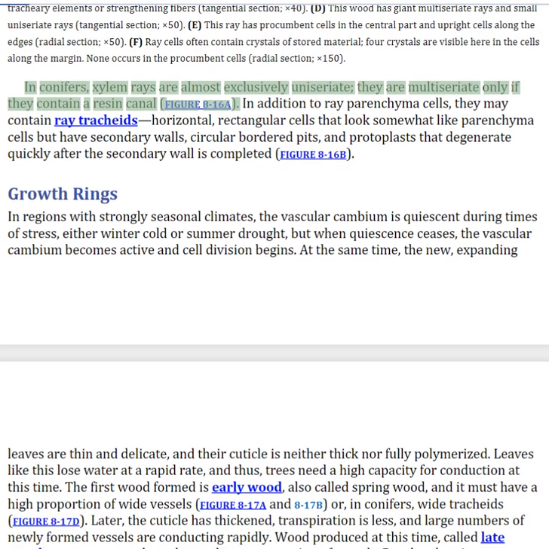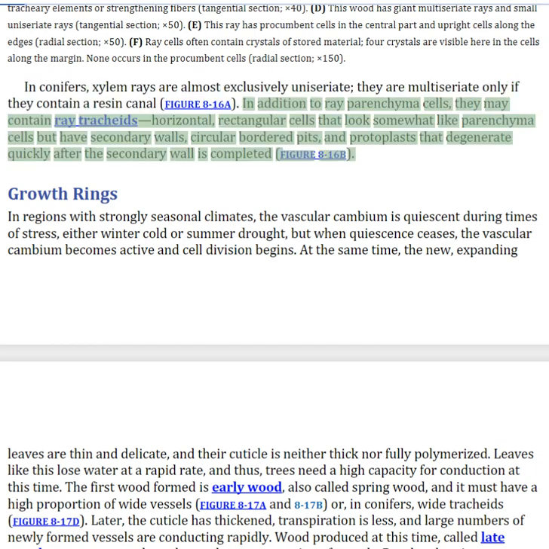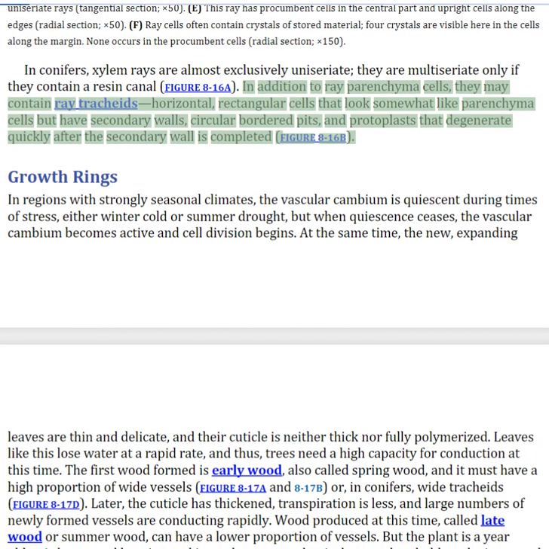In conifers, xylem rays are almost exclusively uniseriate. They are multiseriate only if they contain a resin canal. In addition to ray parenchyma cells, they may contain ray tracheids, horizontal, rectangular cells that look somewhat like parenchyma cells but have secondary walls, circular bordered pits, and protoplasts that degenerate quickly after the secondary wall is completed.